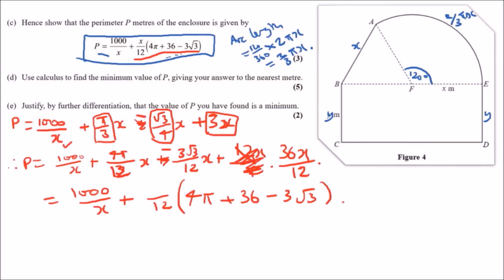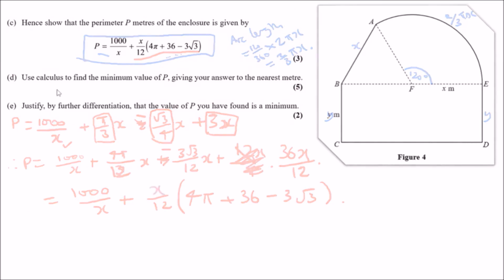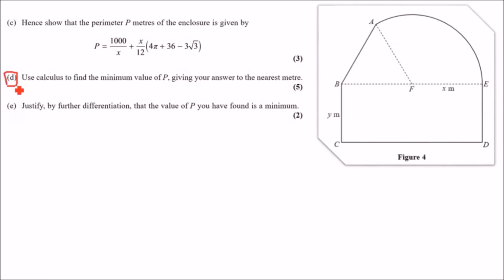This was a long question. Alright, so part D now, at last, that question was hell, part C. So here, it tells us to use calculus, i.e. to differentiate, to find the minimum value of P, giving the answer to the nearest meter. So for the purpose of this question, we will need to differentiate this equation, set the equation to 0 and find the value of x.